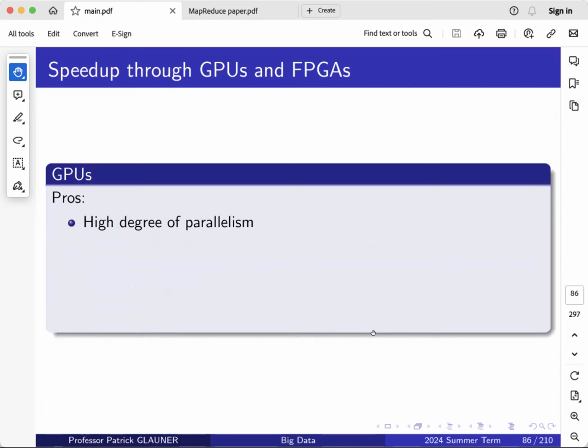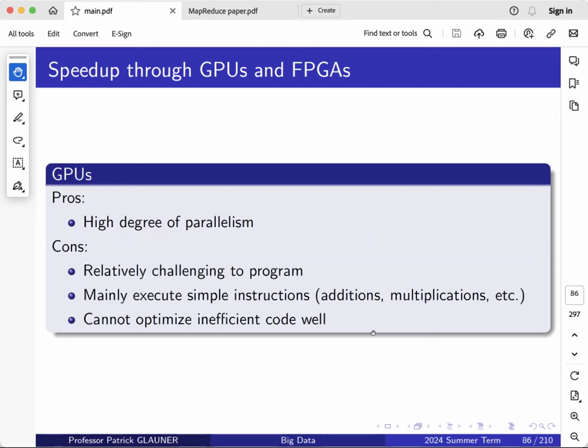GPUs are pretty much the opposite. GPUs have a high degree of parallelism because in a modern GPU, you have hundreds or thousands of cores. So you can do extreme parallelism. But there are some challenges to this. It's relatively challenging to program code of that sort. You need to learn CUDA. You want to use NVIDIA hardware, or you have to learn some other environment and how to program for it. Then GPUs mainly execute relatively simple instructions like additions, multiplications, but not more advanced instructions.